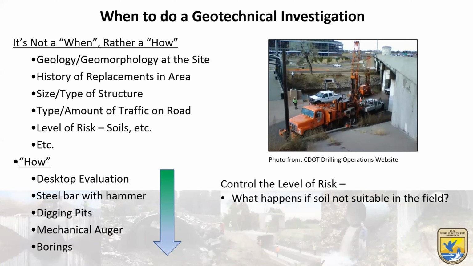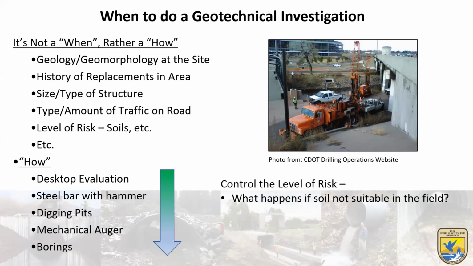There's always a geotechnical investigation when digging into some type of road crossing. Some of those aspects are looking at the geology and geomorphology of the site, the history of replacements in the area, the size or types of structures, and what's the ADT of the road that you're working on. Some roads have higher standards than others that you need to meet. And then there's dealing with your level of risk. Everything can happen here, from a desktop evaluation to augering and boring.